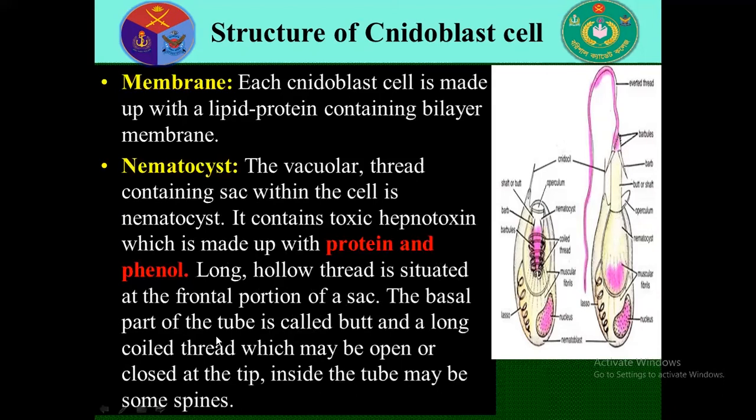The basal part of the tube is called bud. This portion is called bud, and there is a long coiled thread which may be open or closed at the tip. Inside the tube there may be some spines. These are some spines. These spines are called barbules.